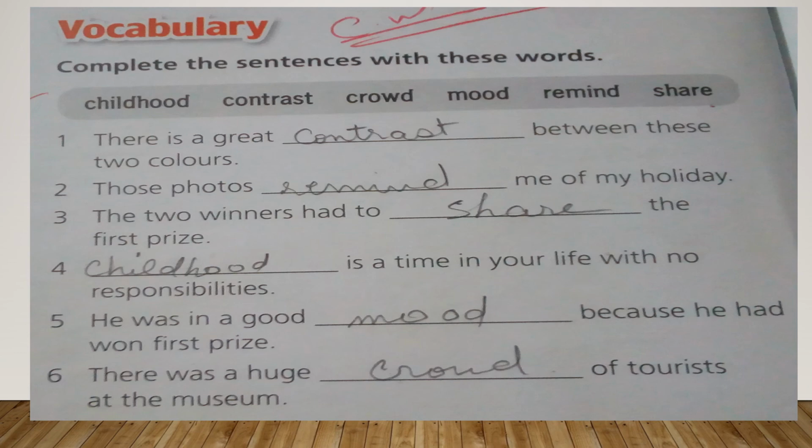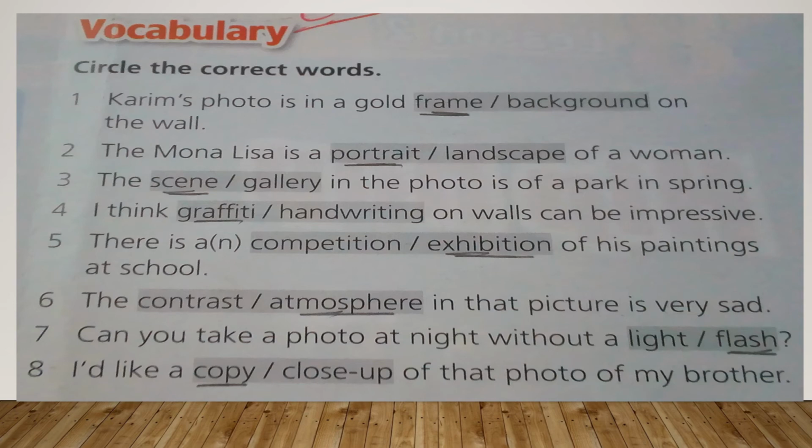6. There was a huge of tourists at the museum. There was a huge crowd. It means there was a large group of people, of tourists in the museum. Circle the correct words. 1. Kareem's photo is in a golden on the wall. It is in a golden frame. Excellent. 2. The Mona Lisa is a portrait or landscape of a woman.